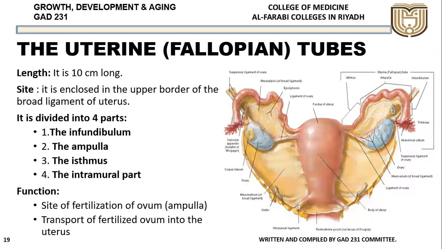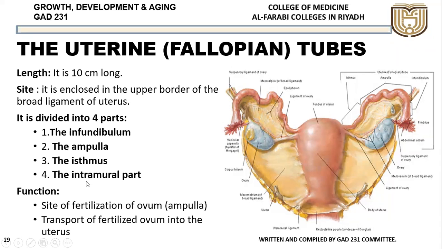Now coming to a very important structure called the uterine tubes, also called the fallopian tubes, also called the oviduct. As you can see here, on either side we have the oviduct. It is almost 10 centimeters long and enclosed by the upper border of the broad ligament. As I said, this is the broad ligament, so the upper part of the broad ligament has the fallopian tubes on either side.